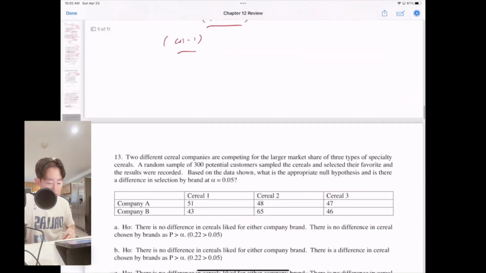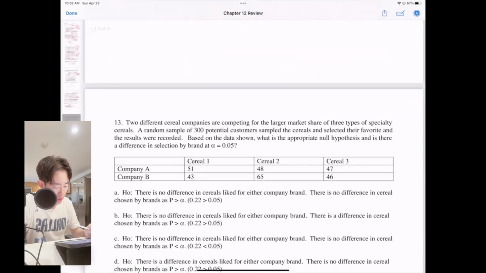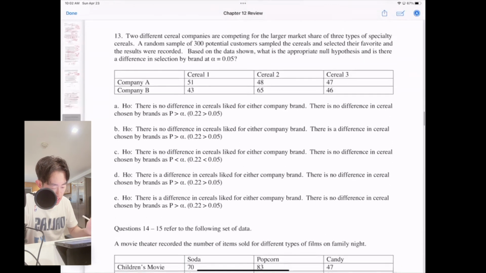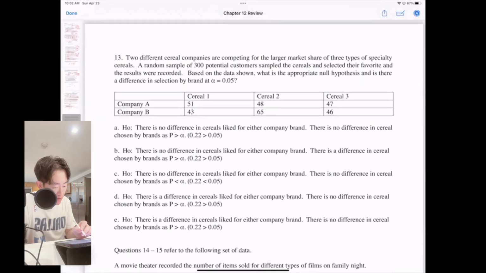All right, number 13, 2 different cereal companies. We have all of these numbers, and it seems like we have a p-value of 0.22. C is completely wrong because that makes no sense. If P is greater than alpha, it means that we fail to reject the null.